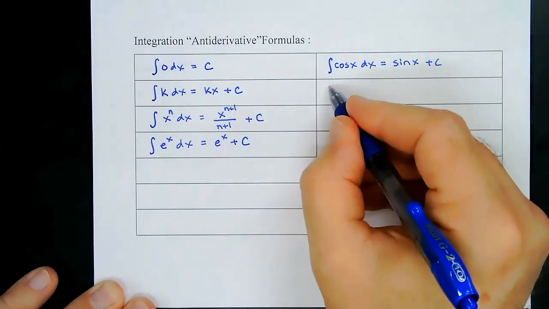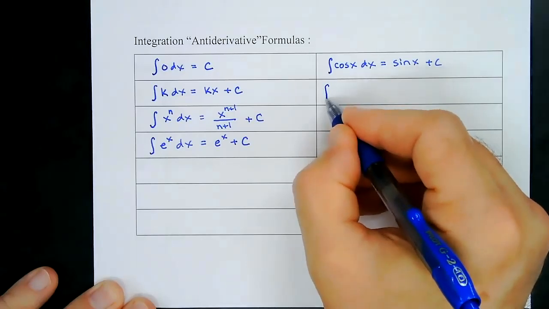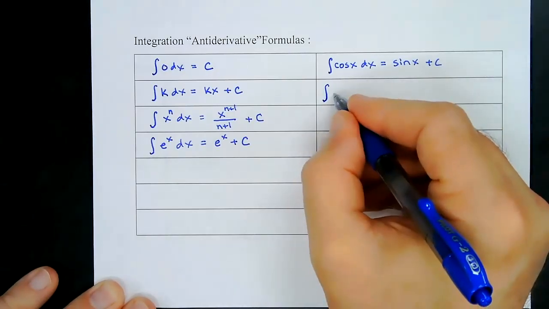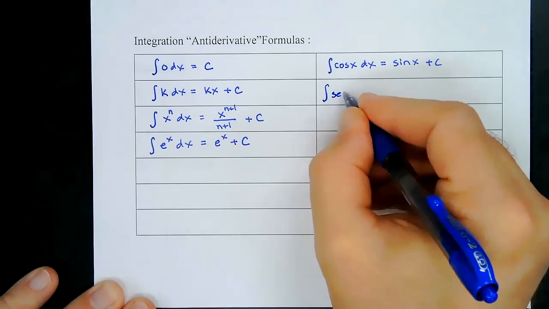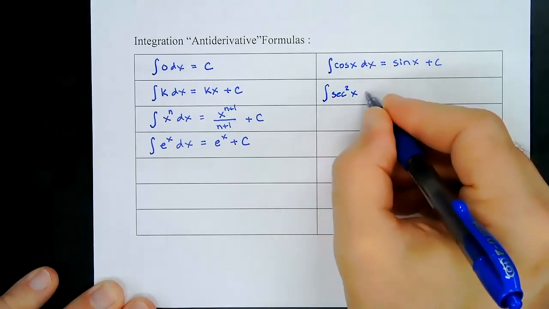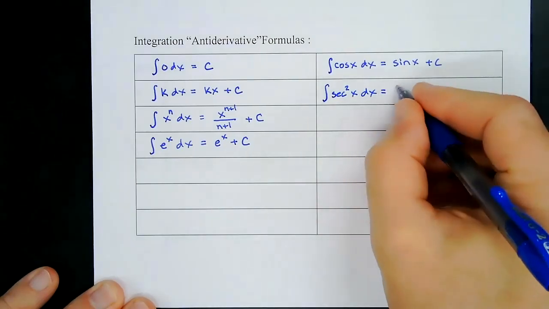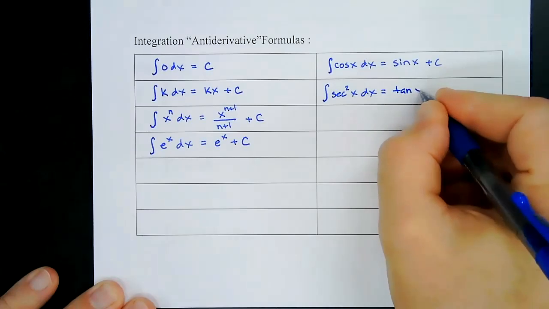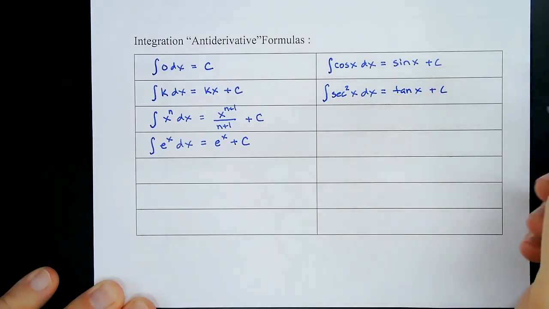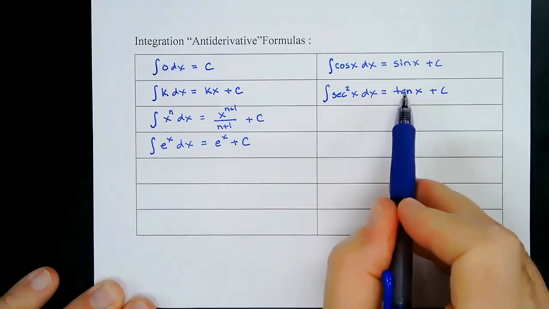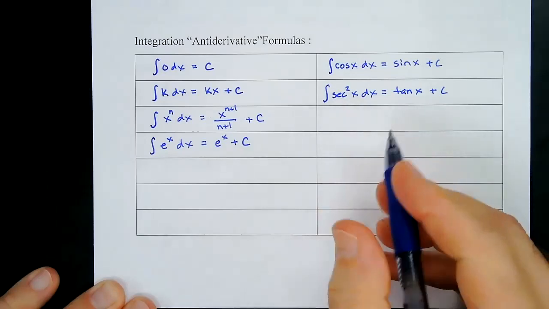Okay, now let's do some others that were kind of straightforward, okay? Let's do the integral of secant squared x dx. What could I take the derivative of that would give me secant squared x? It would be tan x. So this is equal to tan of x plus some constant c. Because if I take the derivative of tan x, it gives me secant squared x.